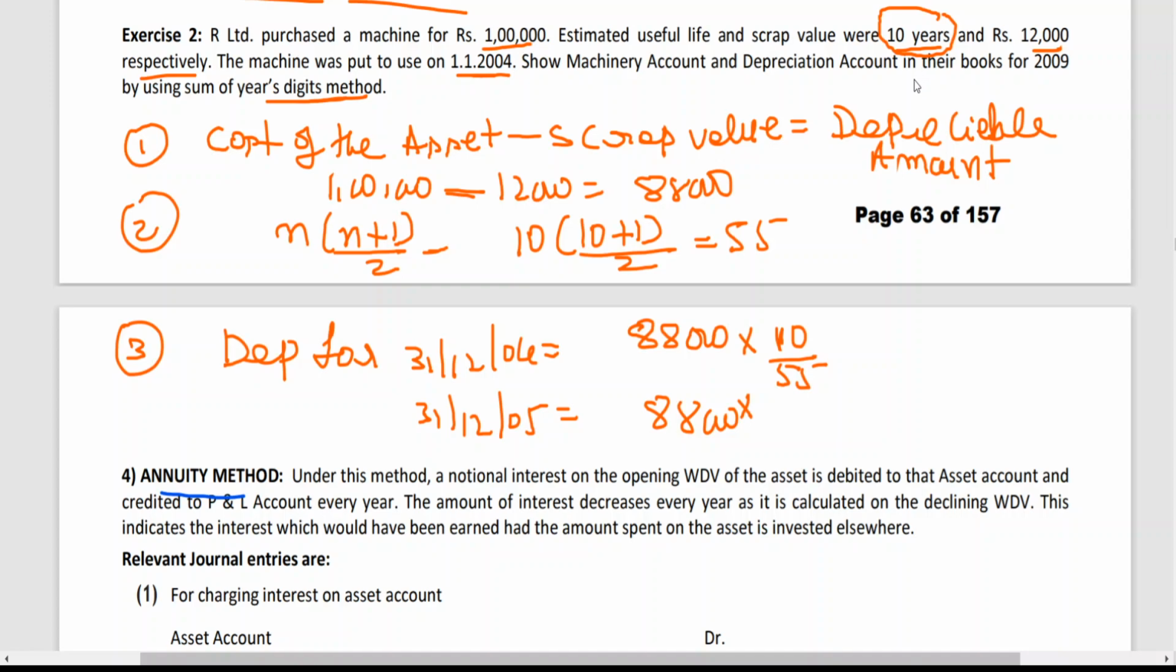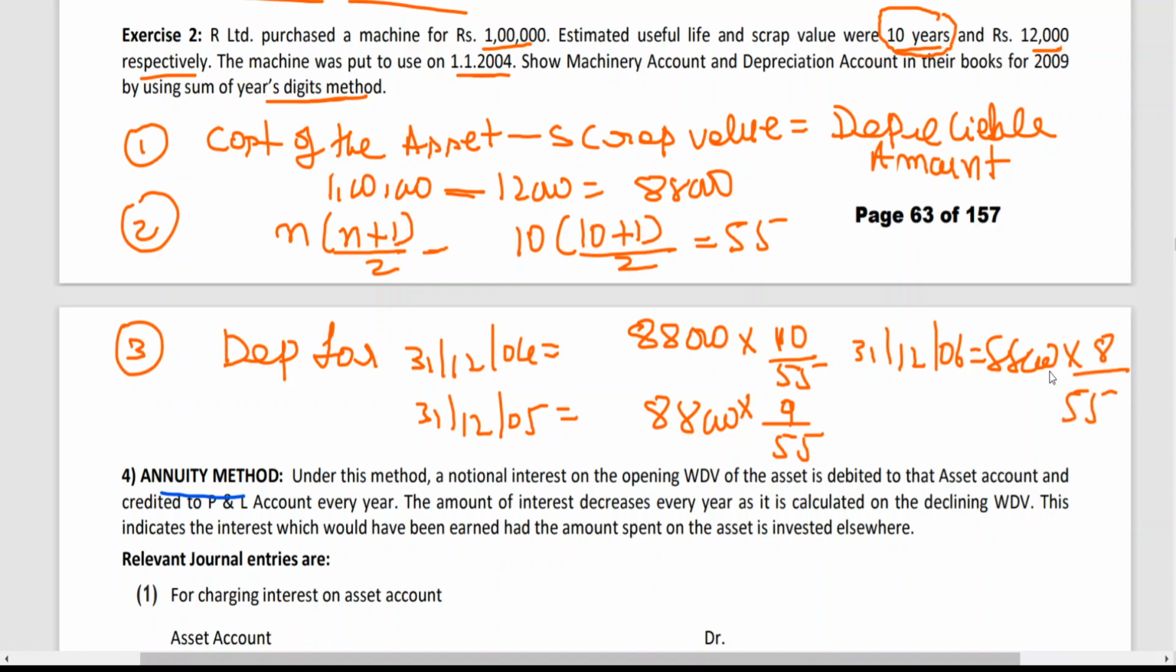The second year onwards, it keeps on changing. 1 year has already been completed. Remaining years is how much? 9 by 55. Like that we have to calculate depreciation. Say for example, 31st December 6. Come on, tell me. 88,000 into 8 by 55.